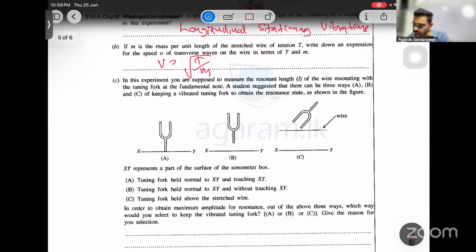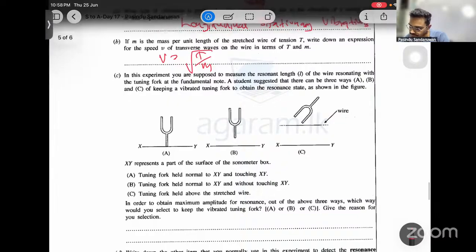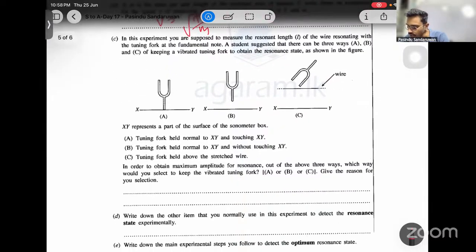In the experiment, you are supposed to measure the resonant length L of the wire resonating with the tuning fork at the fundamental note. The student suggested that there can be three ways, A, B, C, of keeping the vibrated tuning fork to obtain the resonant state, as shown in the figure. XY represents a part of the surface of the sonometer box.